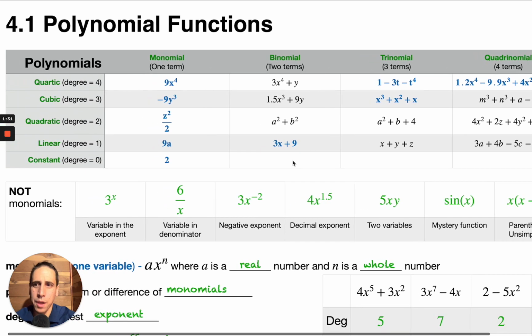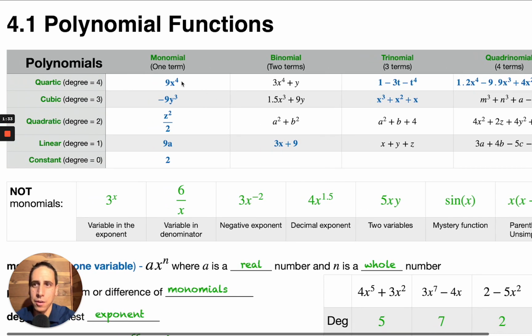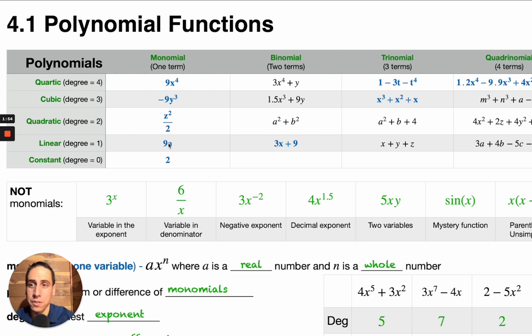And so polynomials are based on this idea of monomials, like just one of them. A binomial has 2 monomials, and a trinomial has 3 monomials. But what exactly is a monomial? First of all, all of these here are the sums or subtractions of monomials. So 9x to the fourth is a monomial, and z squared over 2 is a monomial. Here's what's not a monomial.